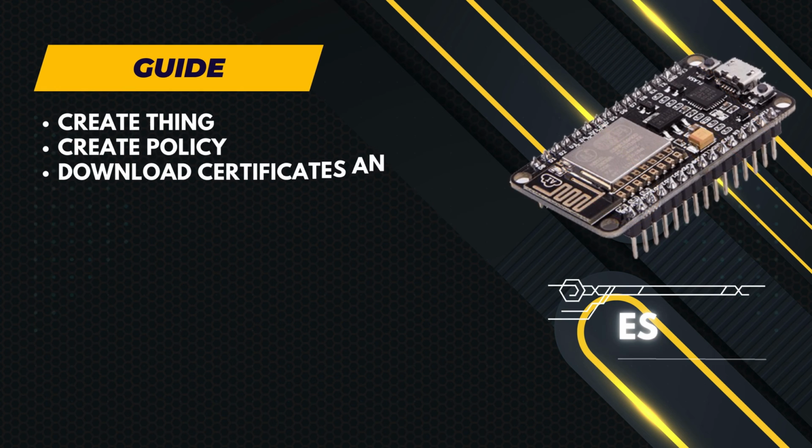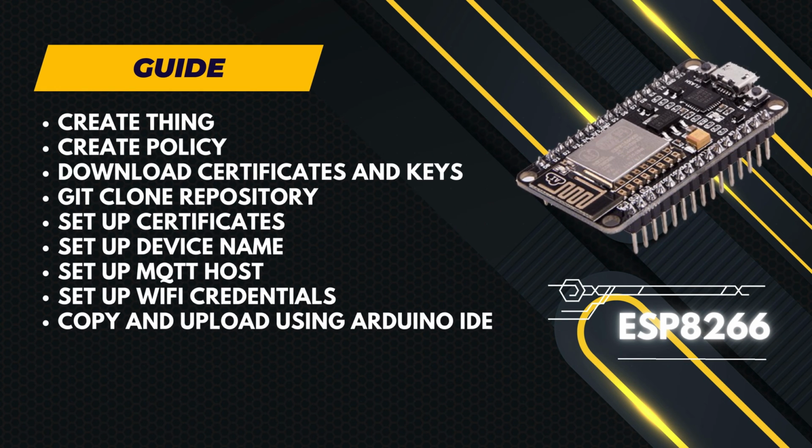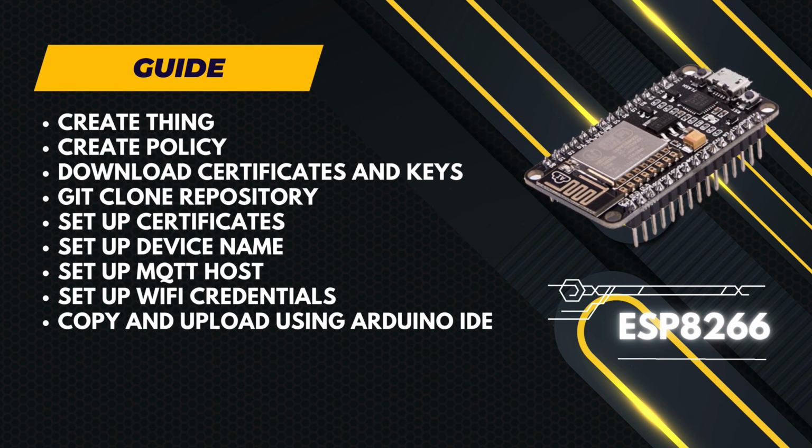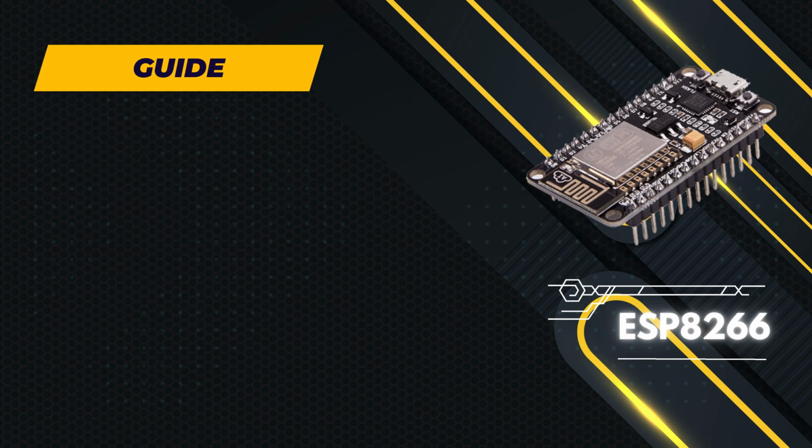Here is the plan. First, we'll create a device in AWS IoT Core and set up its security policy. Then, we'll grab the necessary certificates and set them up on our sensors. We'll also configure a device name, MQTT host, and Wi-Fi info. Finally, we'll copy the code into the Arduino IDE and upload it to our sensor.